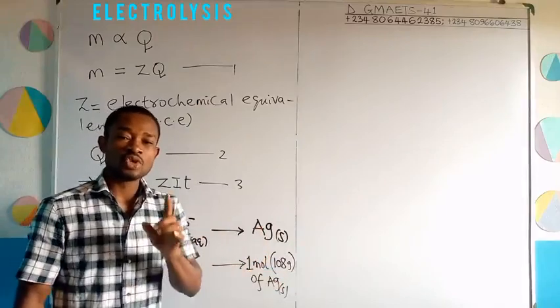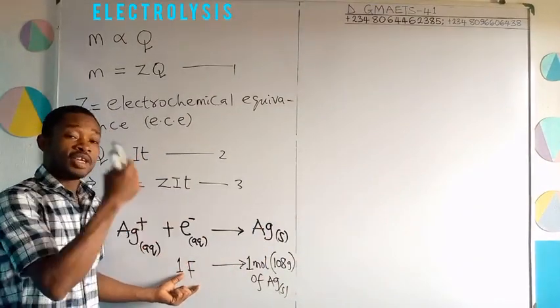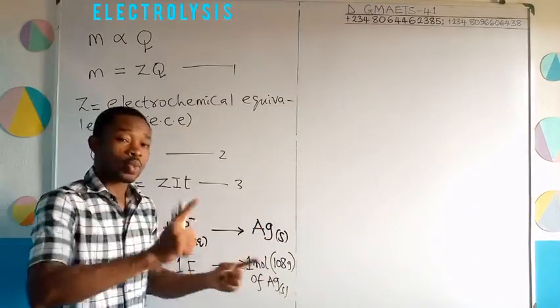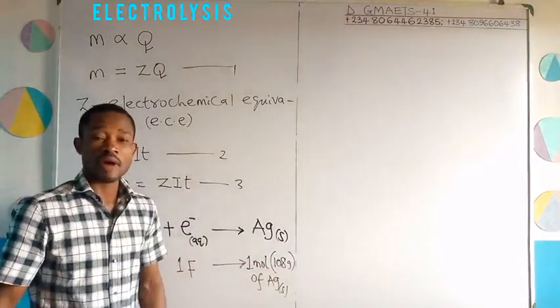It is expected for you to know that 1 Faraday, because it is a univalent substance, will require 1 Faraday to deposit 1 mole of that metal. So in the case of silver, 1 mole is 108 grams.